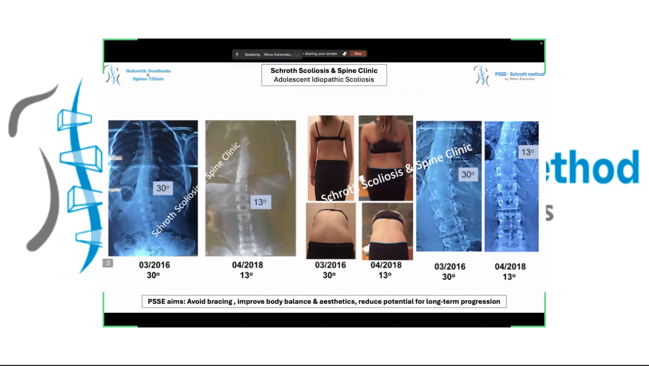Another case, 30 degrees, reserve for late growth. We did only exercises and we went down to 13. And again, here you can see the clinical improvement and also the improvement of the vertebral rotation on the X-ray.